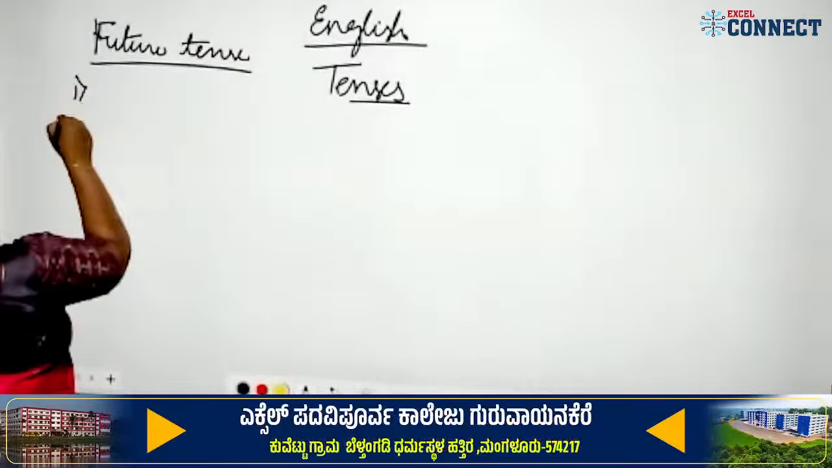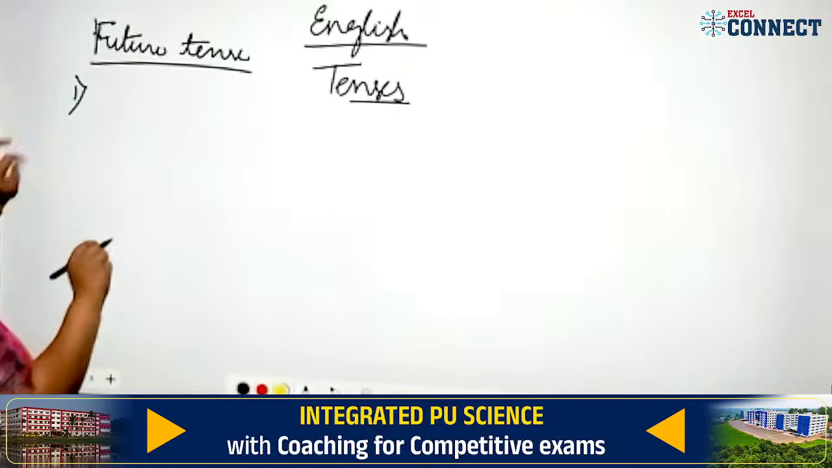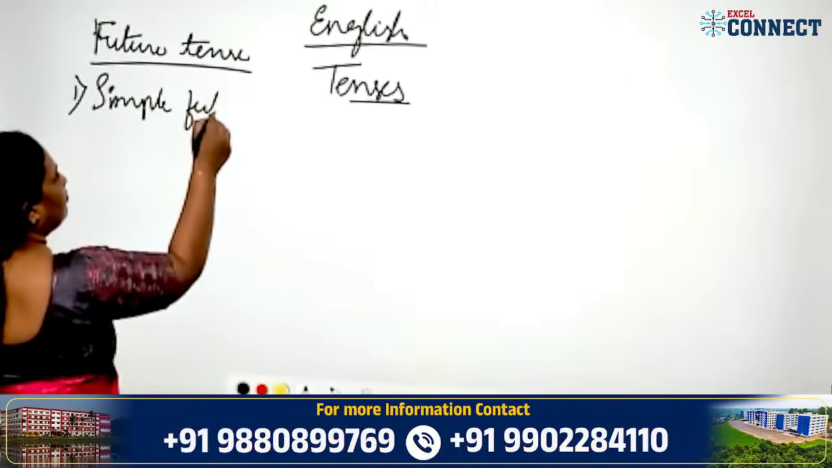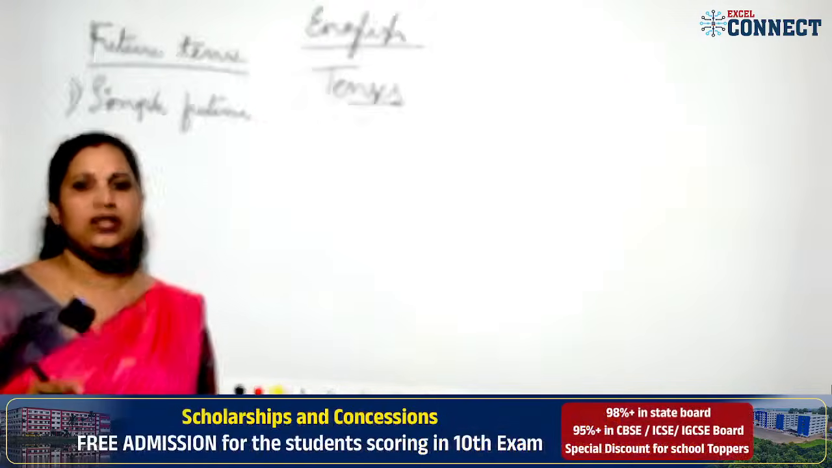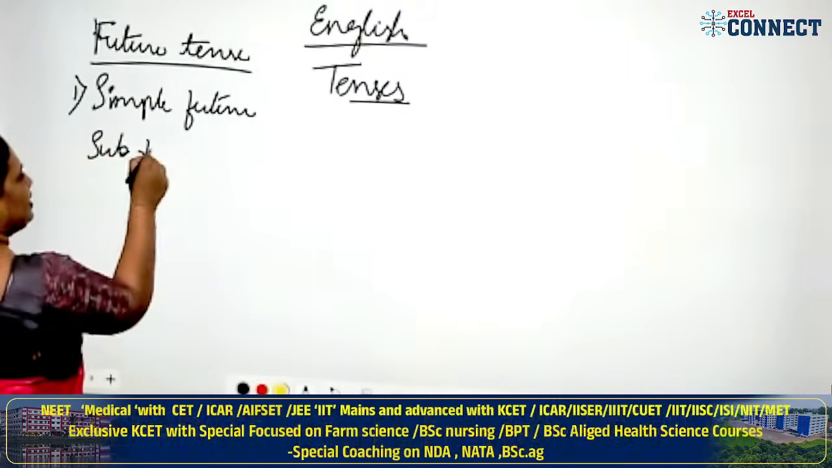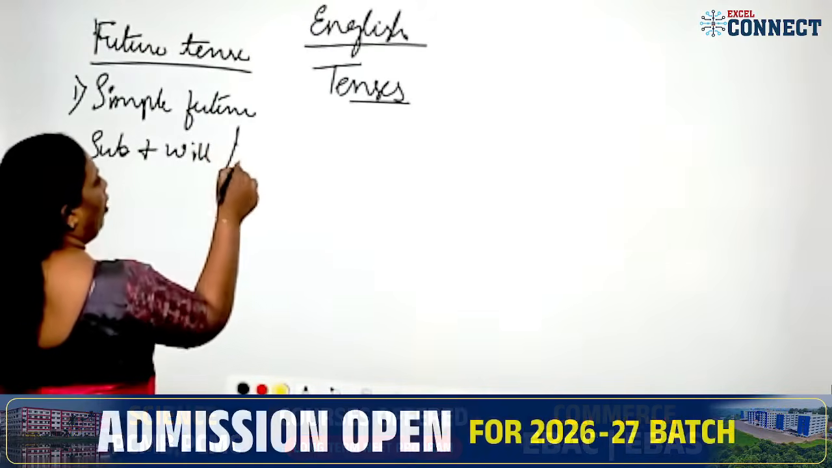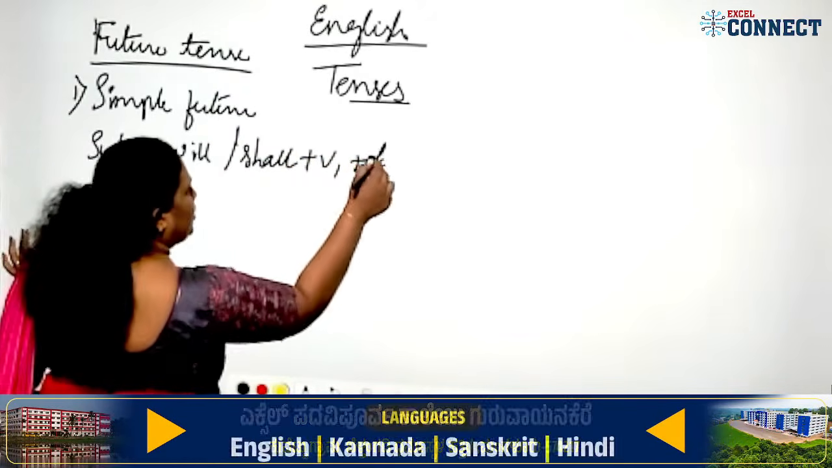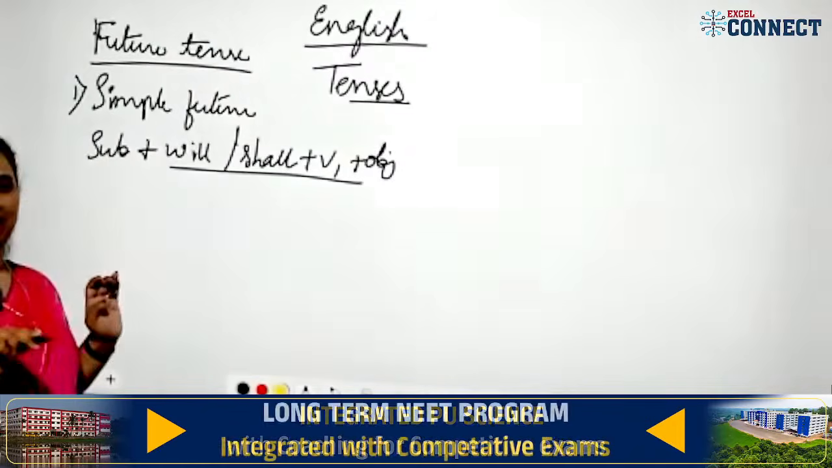and the future tense is also divided into 4, and that is simple future. So simple future, as we know, will, shall, we are using it here, and subject plus will or shall plus V1 plus object. So concentrate here, will or shall plus V1.